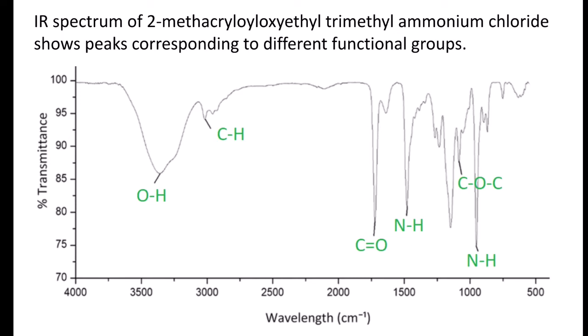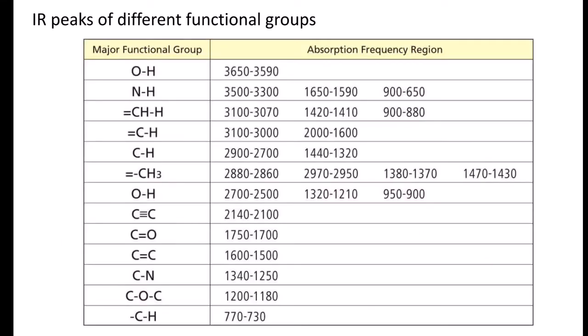For example, this is the IR spectrum of 2-methacrylyl oxyethyl trimethyl ammonium chloride. And the distinct peaks for its different functional groups are as labeled. So using IR, you will know that this compound has OH, CH, C double bond O or carbonyl, NH, and COC or an ether group. This table here just shows the functional groups that correspond to the wavelength it absorbs. Feel free to pause this video if you want to take a closer look. But for now, let us continue.